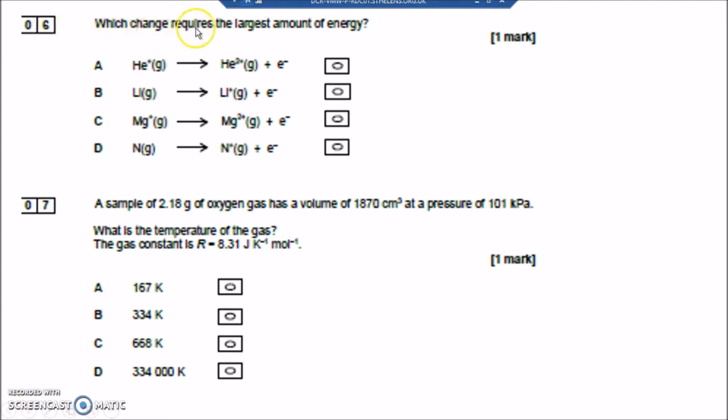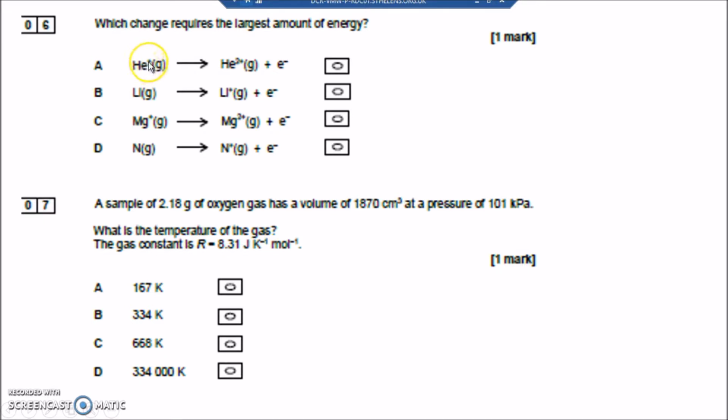Question 6. Which change requires the largest amount of energy? Well, the largest amount of energy is going to be the smallest atom, because it's going to have fewer electron shells, so less shielding. So helium is in period number 1. It's the only one in period number 1, so it's going to be A. It's already lost 1 electron anyway, so it's only got 1 electron left.